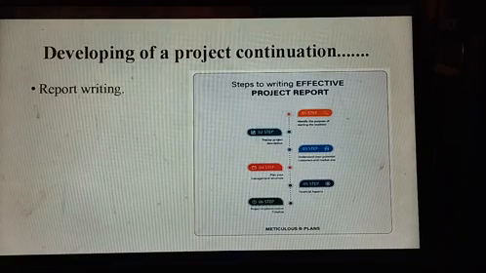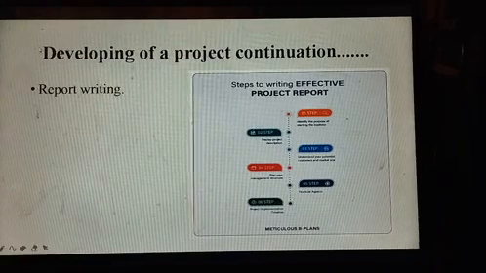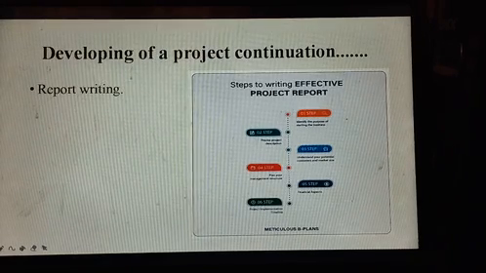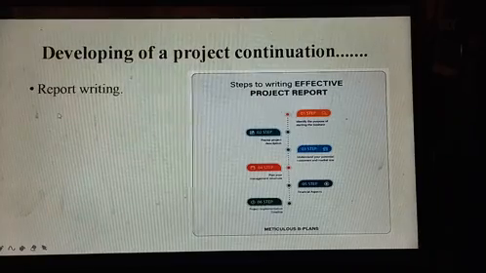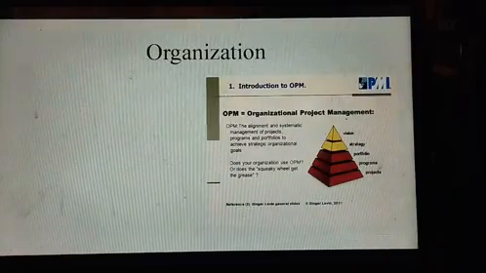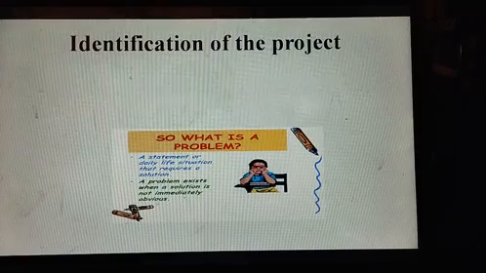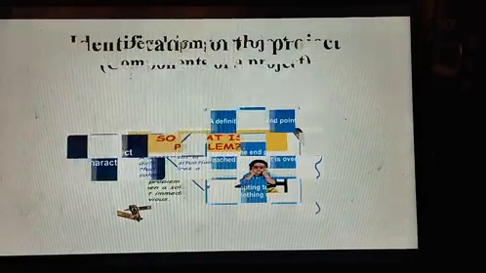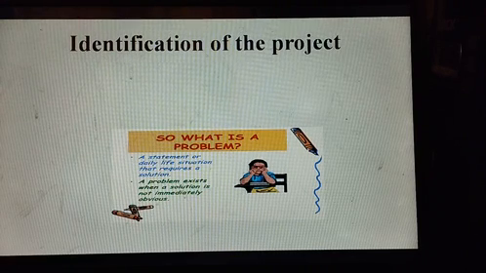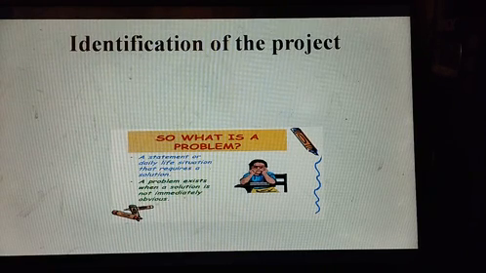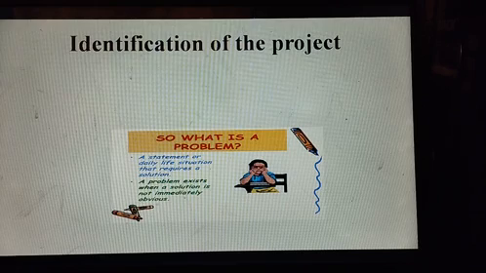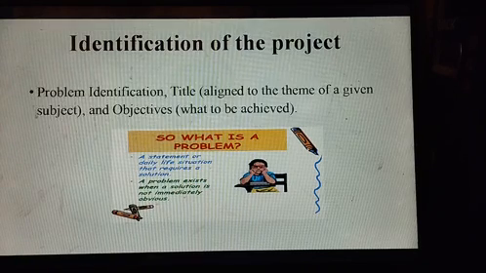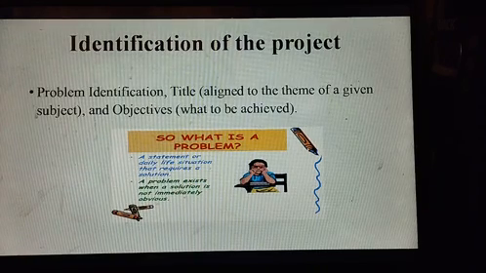So our last component is what we are calling report writing. So we have seen the components, or when we want to develop a project, we must keep in mind the identification of a project. We have seen there is problem identification, and once the problem is identified, it means that the learner can come up with a project.